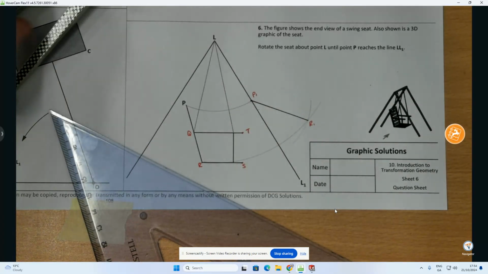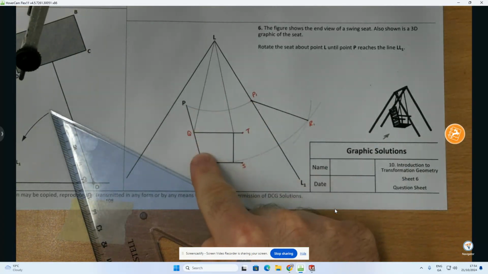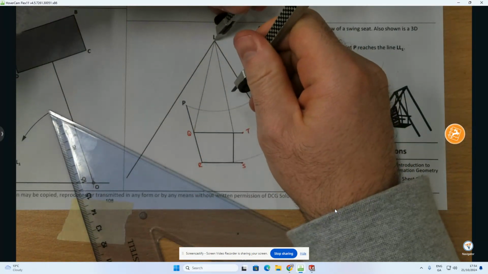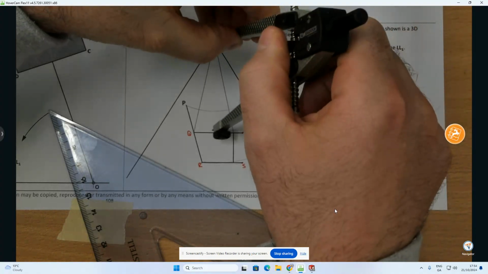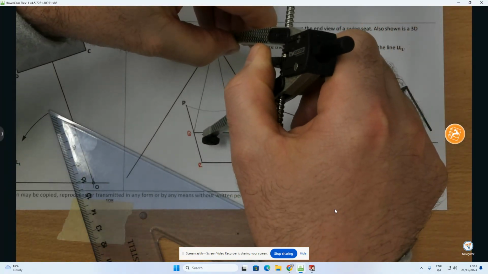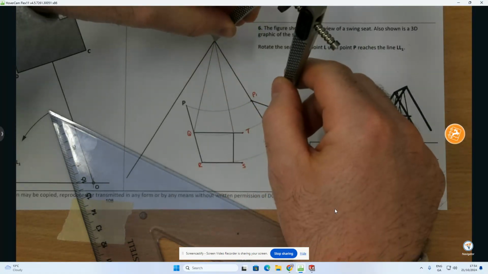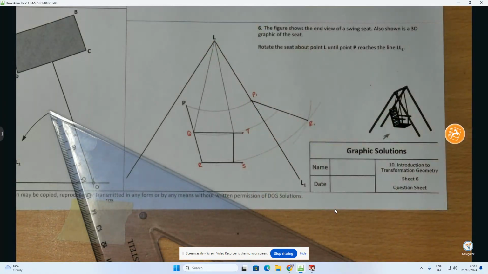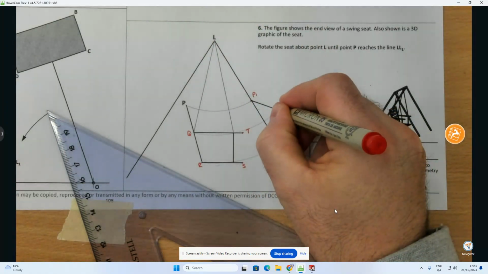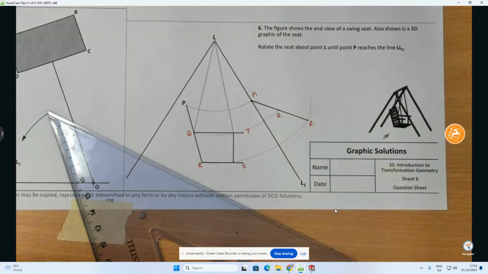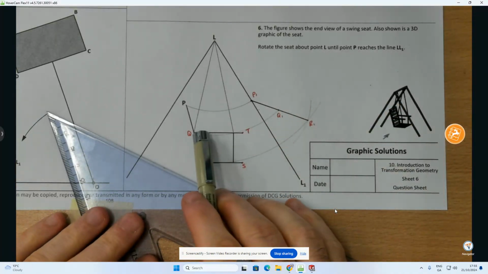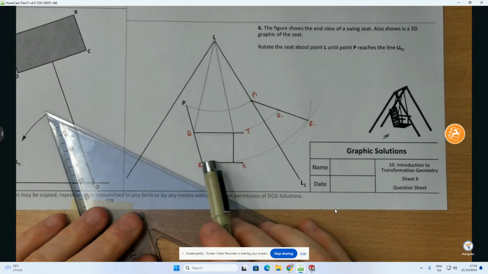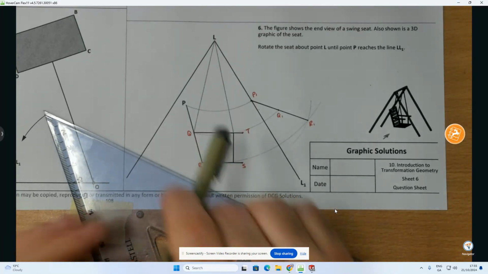Now what's helpful about that is Q is on that same line. So if I rotate Q about L, I can find Q. And there we go, Q1. Now I have to find T and I have to find S. R connects to S, Q connects to T.